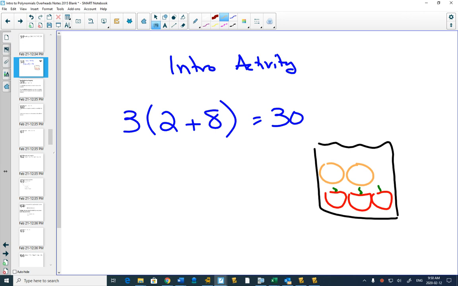So you bought 3 of these bags. What did you have in the end? What's your total that you had? You bought 3 of those bags, 3 times this bag. How many apples, how many oranges did you have in total? You had 9 apples and 6 oranges. Does that make sense? Okay.